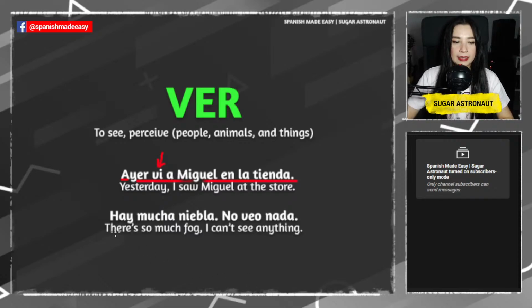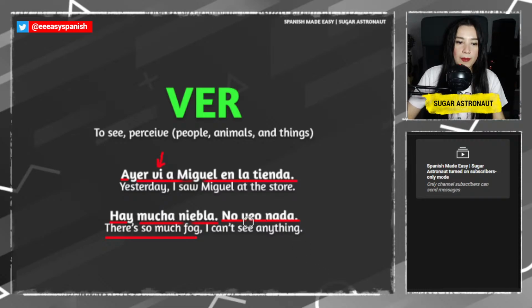The next example is: Hay mucha niebla. No veo nada. Hay mucha niebla. No veo nada. So this means there's so much fog. I'm just going to erase this part. There's so much fog, I can't see anything.